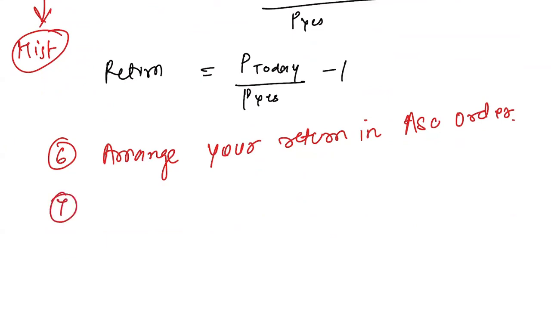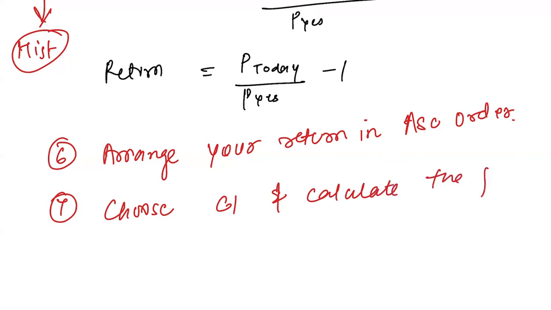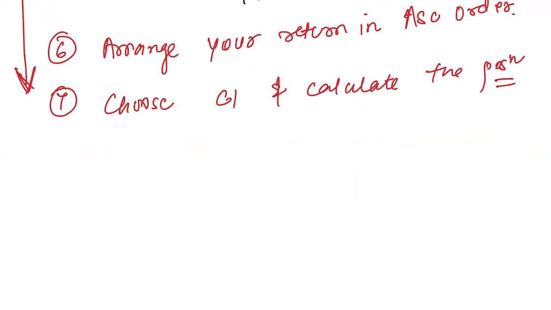choose your confidence interval and calculate the position. If you have not seen my historical simulation video, I highly suggest you check that out, like how I calculated value at risk using the historical method. This process will then become very easy for you to understand. So basically, choose the confidence interval and calculate the position.